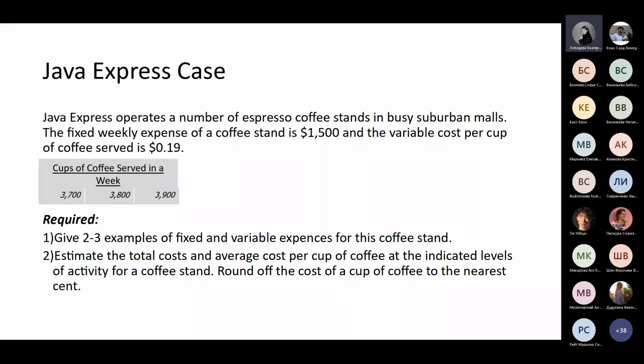Rent is an example of fixed expenses. Yes, you're right, Elizabeth and Julia. Depreciation of coffee machine, definitely. And variable expenses, what could we find here? What could be increasing or decreasing with the increase of number of cups of coffee sold? Materials like milk and coffee, Polina, Elizaveta, thank you very much.